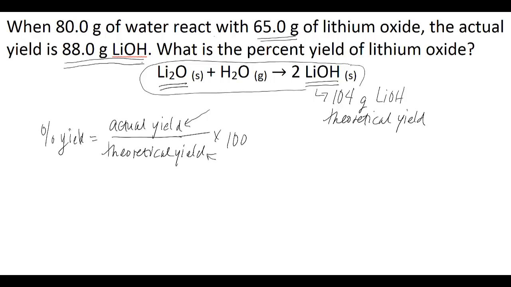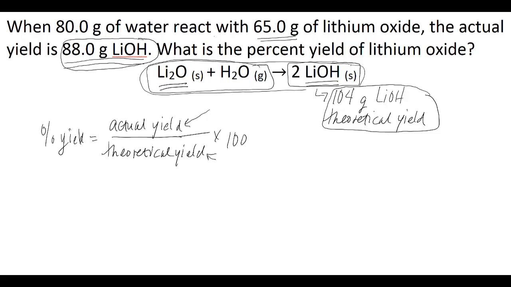Notice that the theoretical yield is 104 grams and the actual yield is 88 grams. So the actual yield is always going to be less than the theoretical yield, always. And there's one big reason for that, which is side reactions. There are a lot of reactions that are happening when lithium and water react with each other that lead to products other than lithium hydroxide. So they're called side reactions.